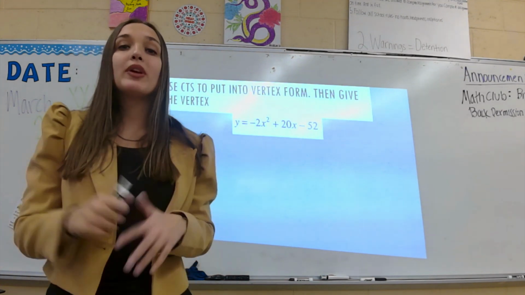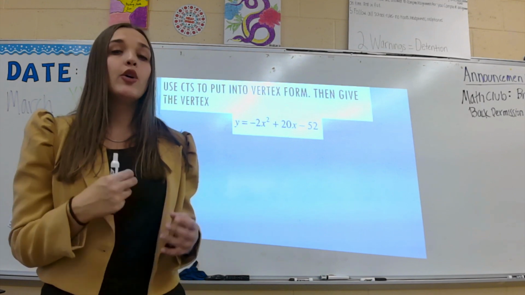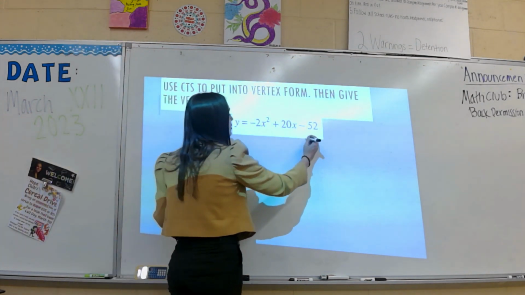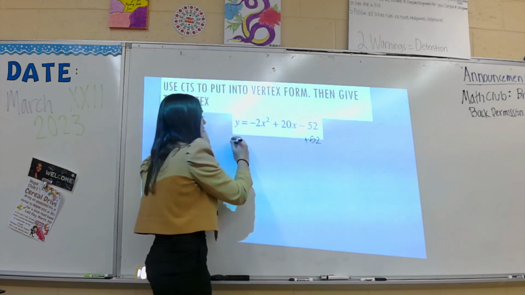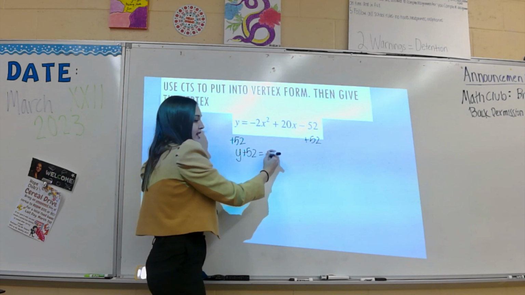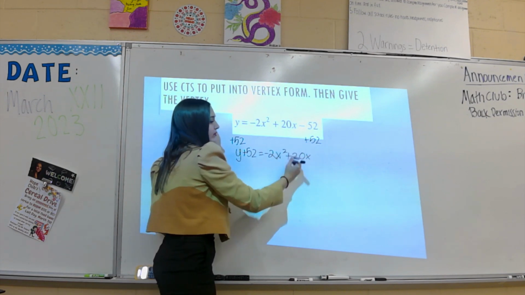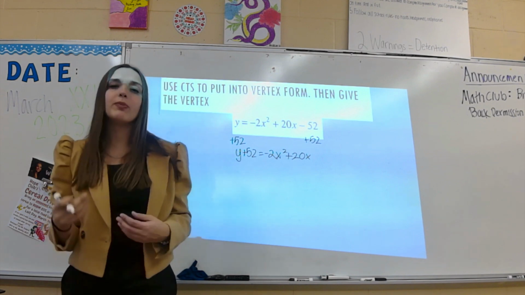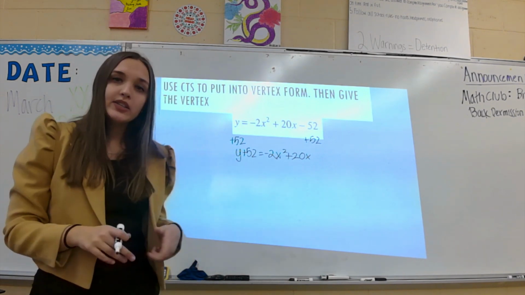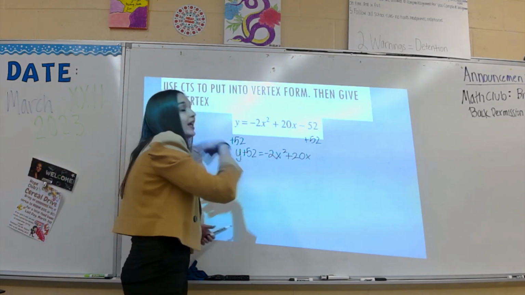So every time we have this type of problem, just like we did before with completing the squares, we want to get that constant on the other side. So I'm going to add 52 over, and I get y plus 52 equals the -2x squared plus 20x. Now this is where it's going to be a little bit different from when we did completing the square regularly, because normally we would just divide everything by 2 and continue.